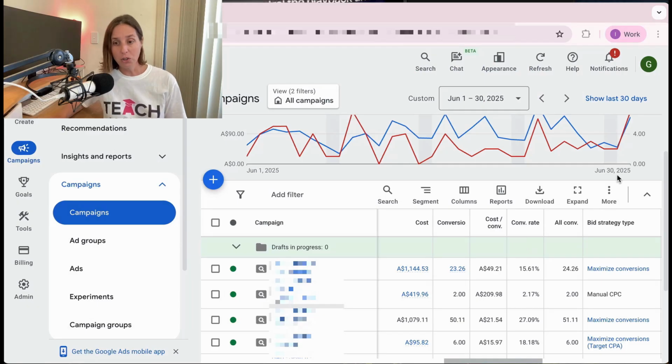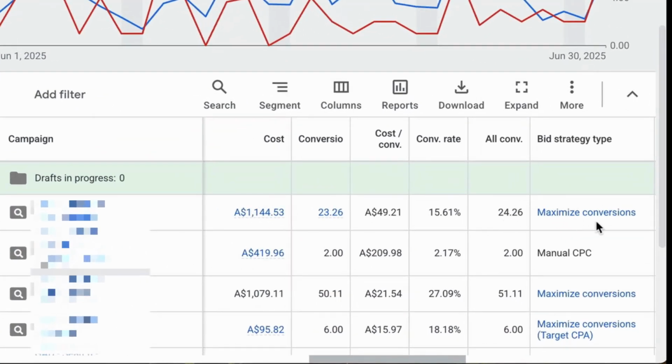Have a look here in this Google Ad account. You'll see that we are running a variety of bidding strategies. This one here is maximize conversions and it converts at 15%. This one is manual CPC because it's still in learning mode. This one is maximize conversions and this one is target CPA bid. So we do a mix of these bidding strategies.